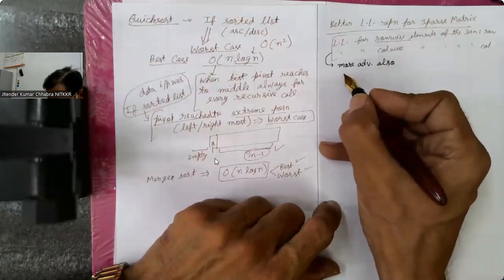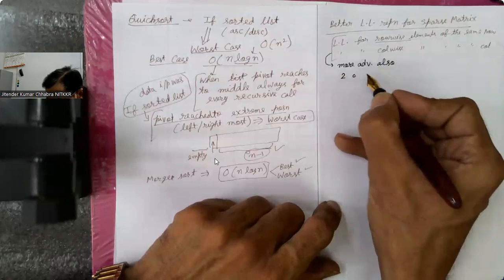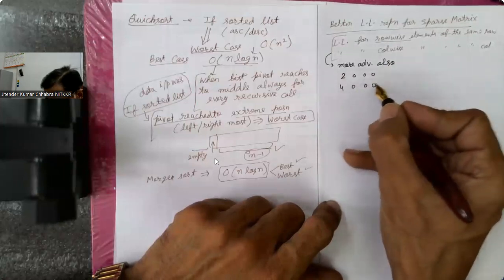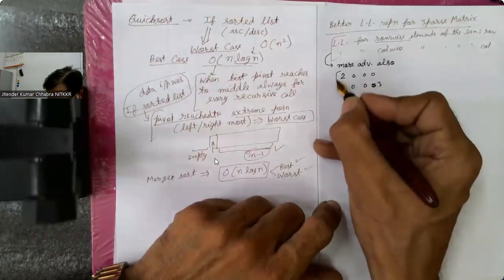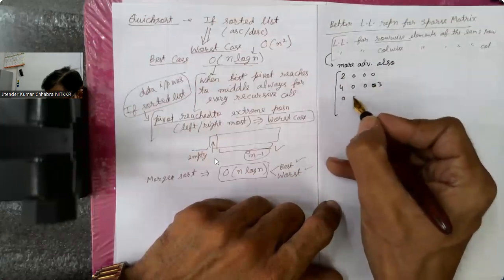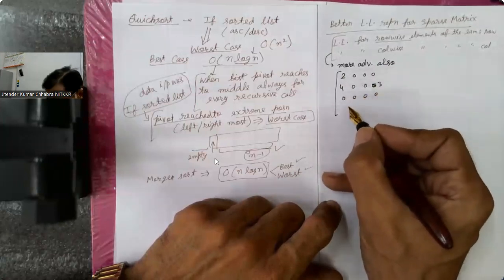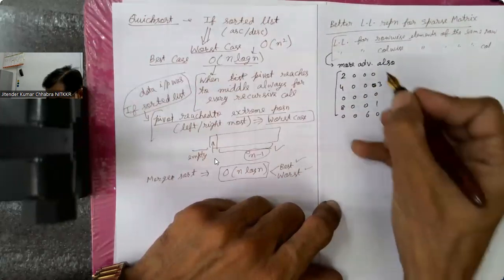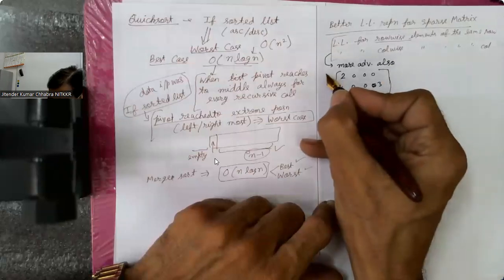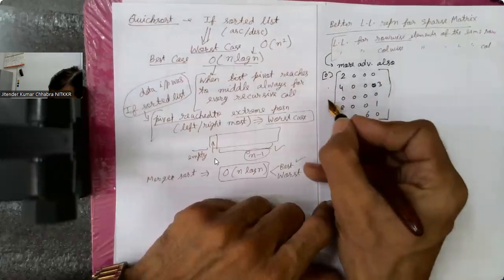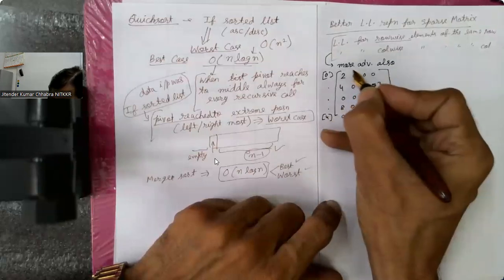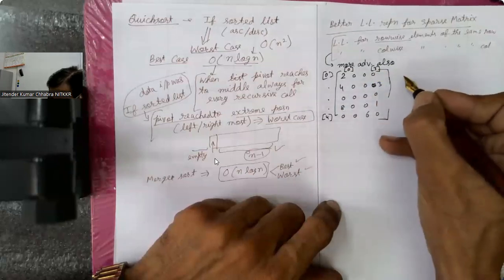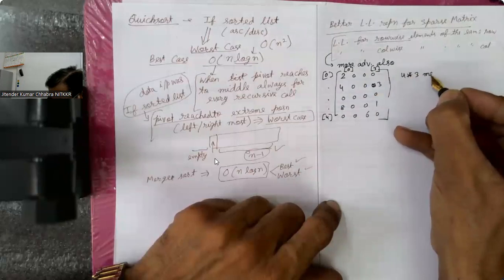For example, say I have a matrix with 2, 0, 0, 0, then a second row with 4, 0, 0, let's say 3. I'm taking the example of the book itself so that you can recall it when you read from the book. Then 8, 0, 0, 1, 0, 0, 6, 0. So this is a matrix. These are row numbers 0, 1, 2, 3, 4. Row number 4. On this side I have column numbers 0 to 3. So this is a 5 by 4 matrix.